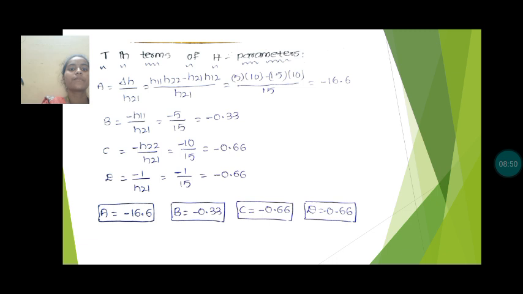Here are the values. A equals minus 16.66. B equals minus 0.33. C equals minus 0.66. D equals minus 0.66.